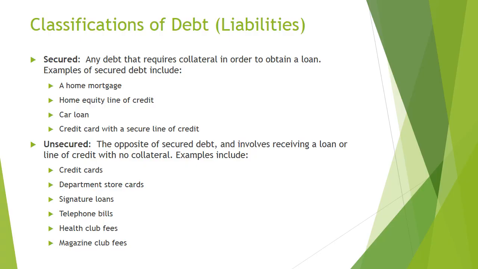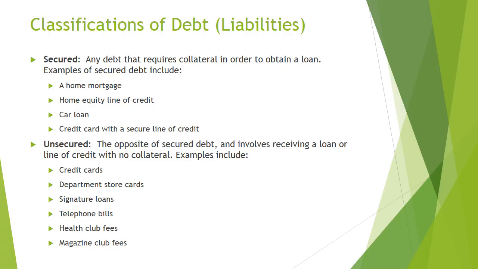Obviously, as shown here, a secured debt is any debt that requires collateral in order to obtain a loan. Some examples are your home mortgage, a home equity line of credit, a car loan, and there are credit cards as well with a secured line of credit. For example, when you purchase goods from a major electronics store or office equipment store, you probably are signing a credit card that is secured, not unsecured like the credit cards we're going to discuss next.